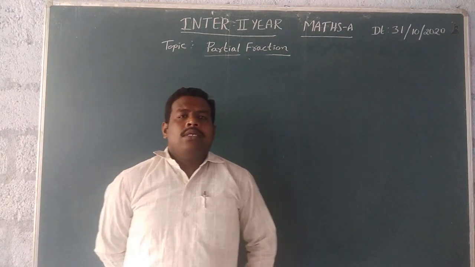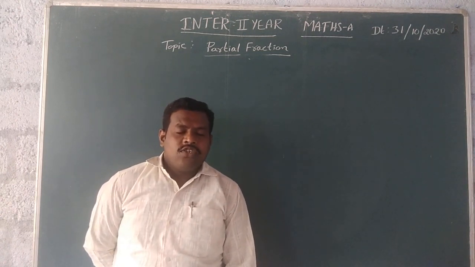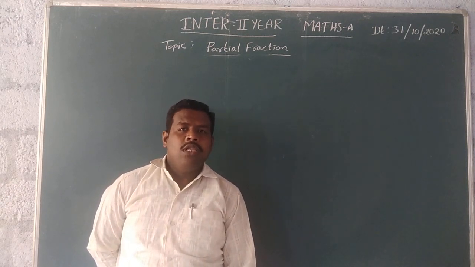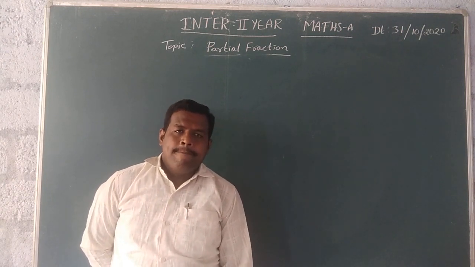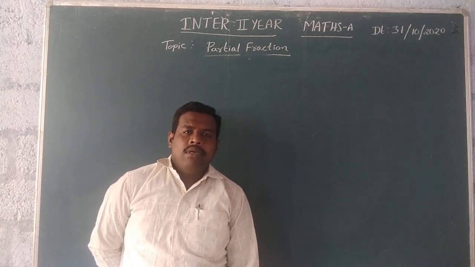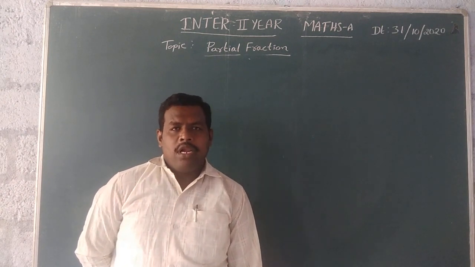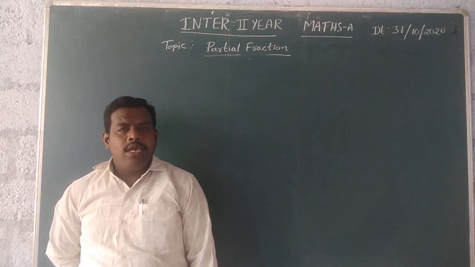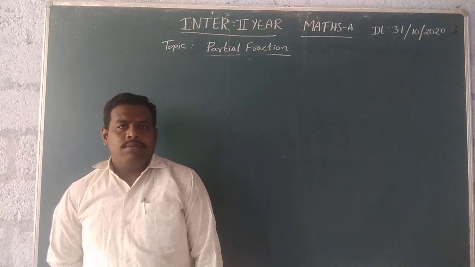In the previous class, we discussed how to resolve or reduce a fraction into partial fractions by using rule 1. What is rule 1? If a fraction is a proper fraction, and g of x contains a non-repeated linear factor, then the partial fraction form is A by ax plus b. That is rule 1.